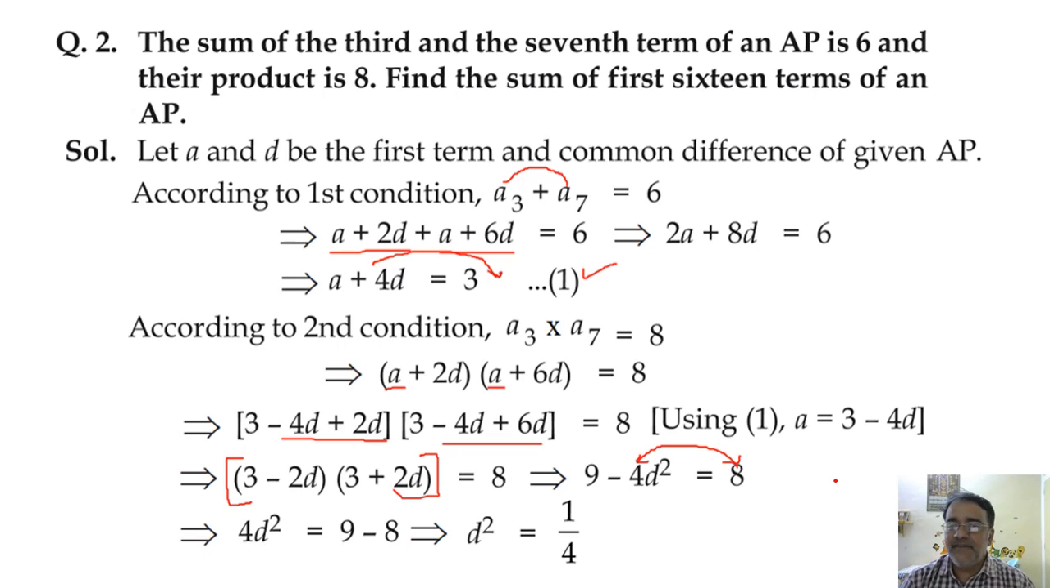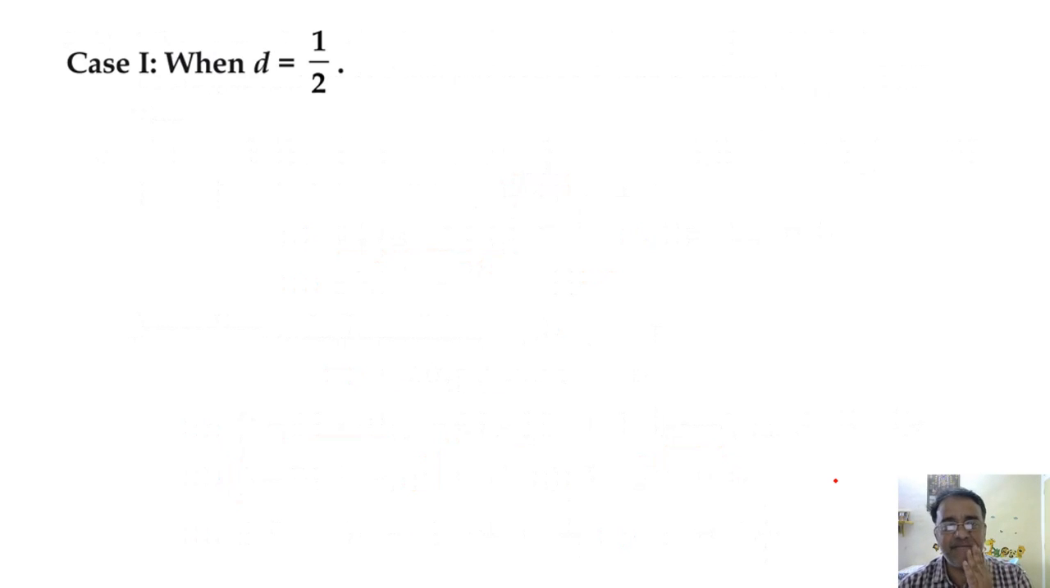See, when we started AP, we have seen some examples where the value of D is either 0, either positive, or either negative. So we have to take plus minus half here because D can be negative also. Whether this is clear? Yes, sir. So we have two cases. First we will take plus half, another we will take minus half. So let us start with plus half.